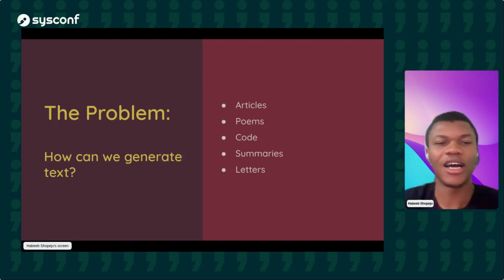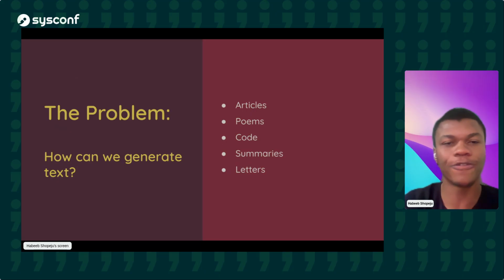So the problem: how can we generate text? How do you generate articles, poems, code, summaries, letters? Essentially, it feels like today everything can be boiled down to a text generation problem. If you want to generate images, for example, you can write code that Mermaid would render into an image. So lots of things now come down to how we can generate that text, and the code that renders what we need.